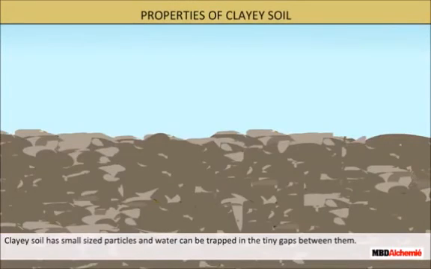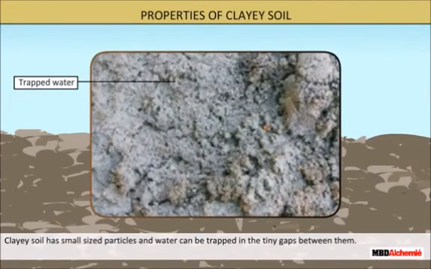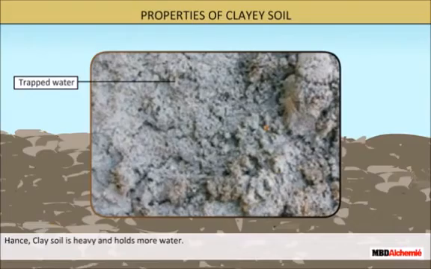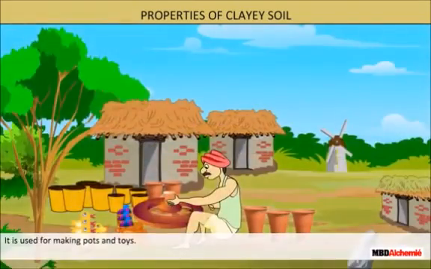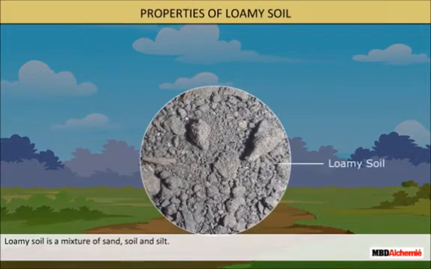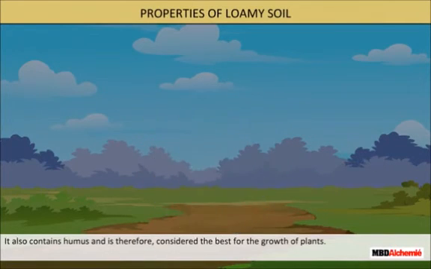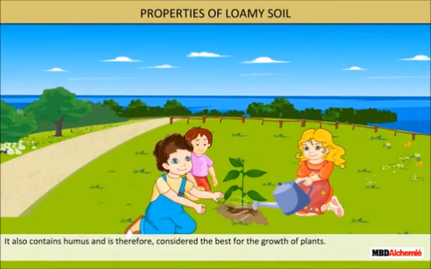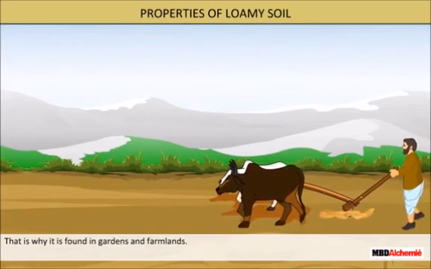Clayey soil has small-sized particles and water can be trapped in the tiny gaps between them. Hence, clay soil is heavy and holds more water. It is used for making pots and toys. Loamy soil is a mixture of sand, soil and silt. It also contains humus and is therefore considered the best for the growth of plants. That is why it is found in gardens and farmlands.